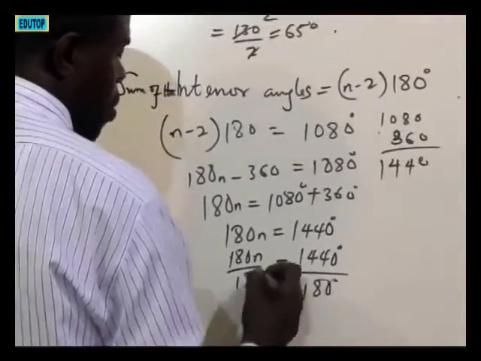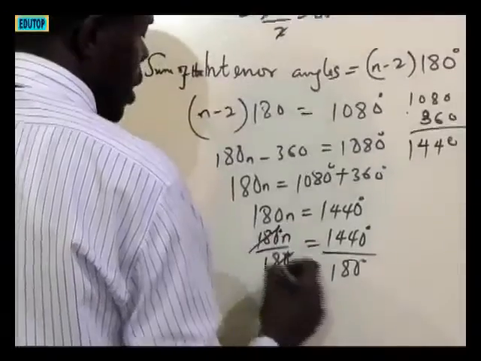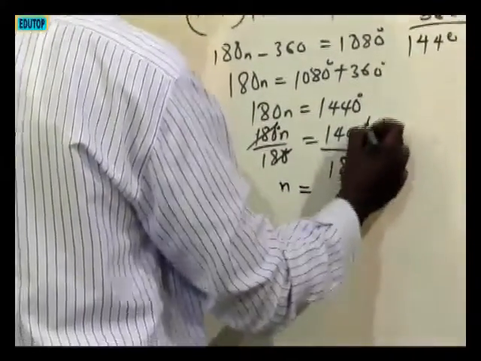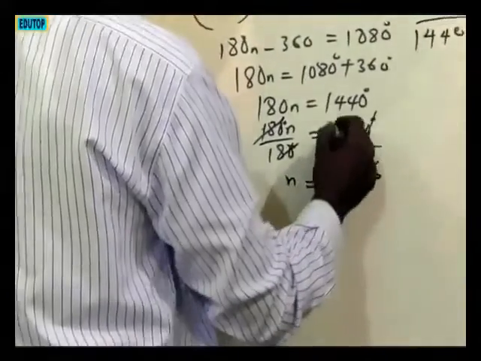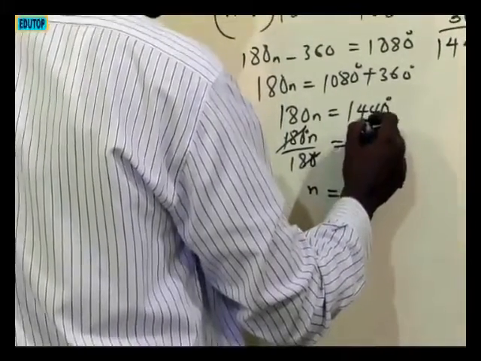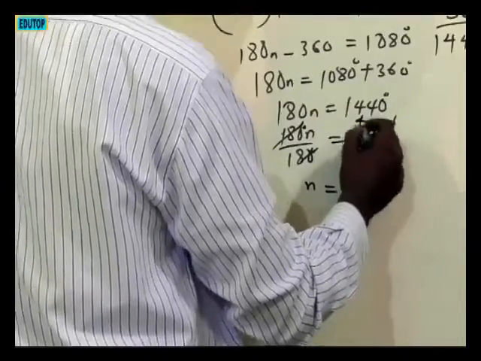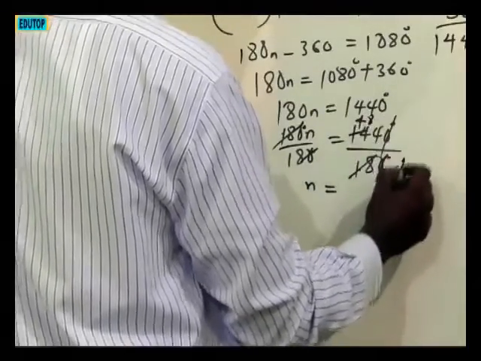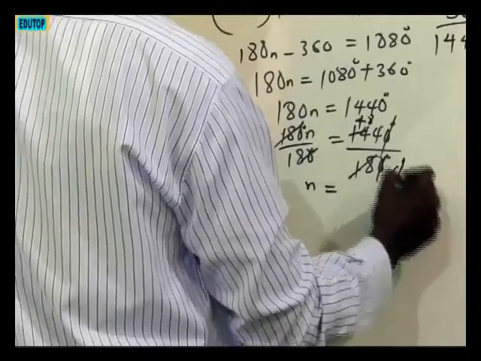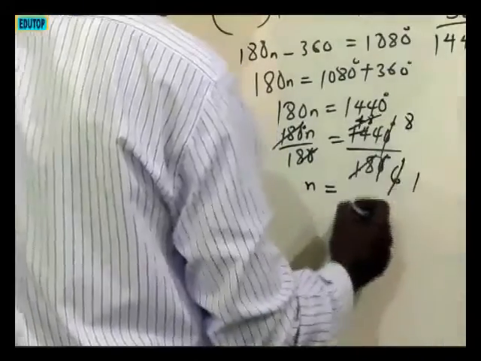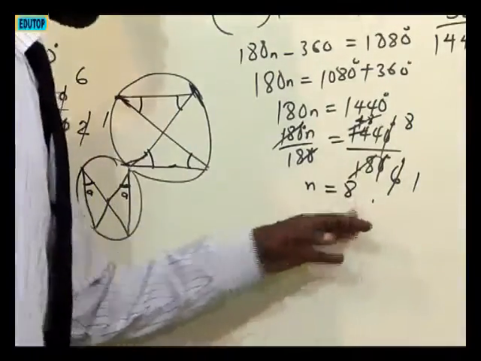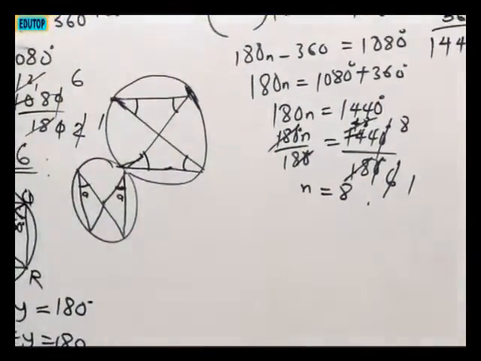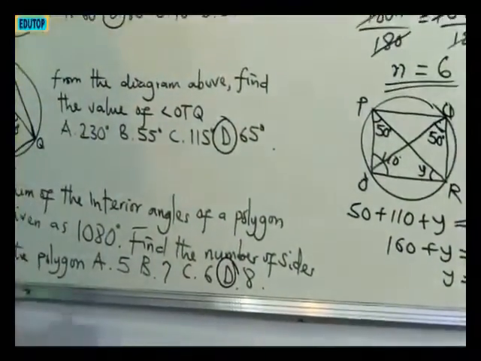And that will be, 180 can cancel 180. We have n. 0 cancels this. 3 in 18, 6. 3 in 14, 4. 12, remainder 2, 24. 3 in 24, 8. 6 here, 1. 6 here, 8. So we have our n to be equal to 8. That is 8 sides, which is what? Octagon. So let's see the one that correlates with that, and that is option D.